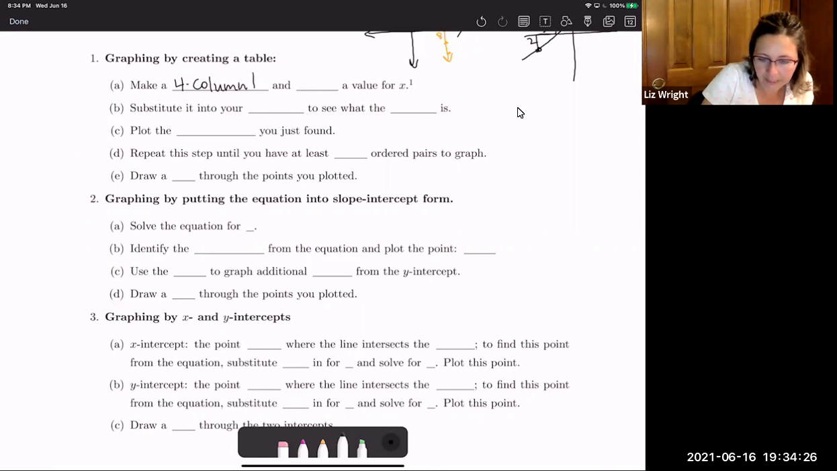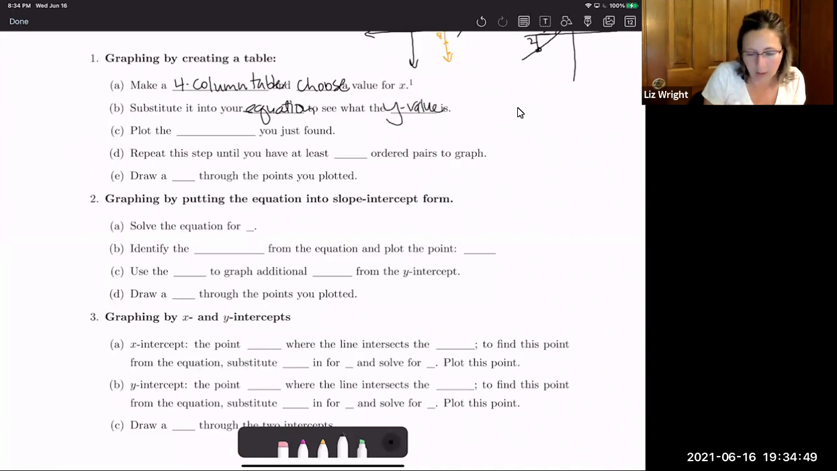4-column table. And we are going to choose a value for x. Then our second step is we are going to substitute it into our equation to see what the y value is. Our third step is going to be to plot the ordered pair that you just found. And we're going to repeat this step until we have at least 3 ordered pairs to graph.